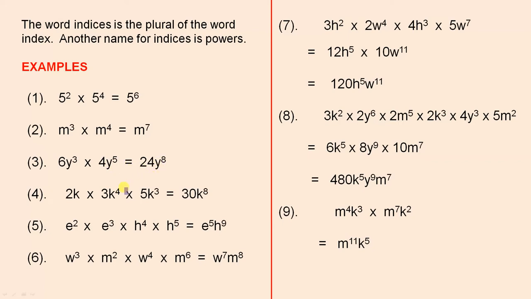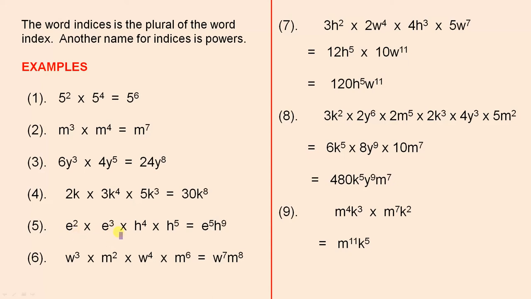So that's the answer. Here we're allowed to multiply the initial numbers or the coefficients together. 2 3s are 6, 6 5s are 30. Here we have the powers or the indices are 3, 4 and 1. Okay, you can't see it, but it is a 1. And that gives you k to the power of 8. So that's the answer.